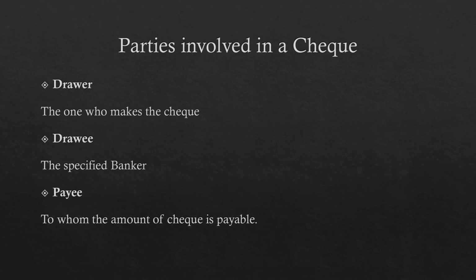Now, coming to the parties involved in a check, usually there are three parties involved: the drawer, drawee, and the payee. Drawer, he's the one who makes the check, which means this person should have an appropriate credit balance standing to his account. Drawee means, of course, the banker with whom our drawer maintains his account. And payee, yes, of course, he is the one to whom the amount of the check is payable, or it is his name that appears on the face of the check.